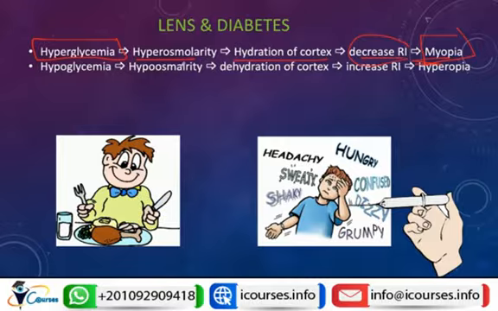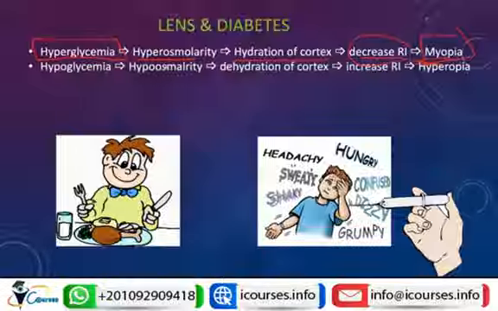So again, hyperglycemia can cause a myopic shift. How? By hyperosmolarity. Hyperosmolarity will cause hydration of the vitreous and of the cortex. The cortex acts as a minus lens, so if the minus lens is weakened by decreasing refractive index, this will lead to a myopic shift.